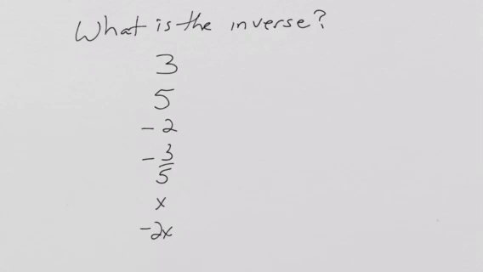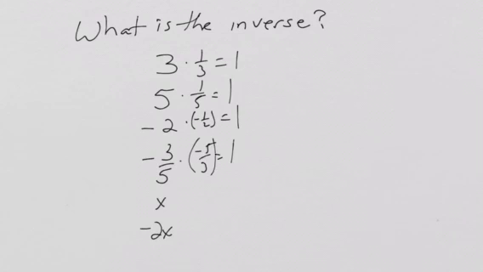All right, and just a little more fun for our next thing. What is the inverse of each one? And we're talking about the multiplicative inverse. Well, if you multiply this by 1/3, you'll get 1. Multiply this by 1/5, you'll get 1. Multiply this by -1/2, you'll get 1. Multiply this by -5/3, you'll get 1.